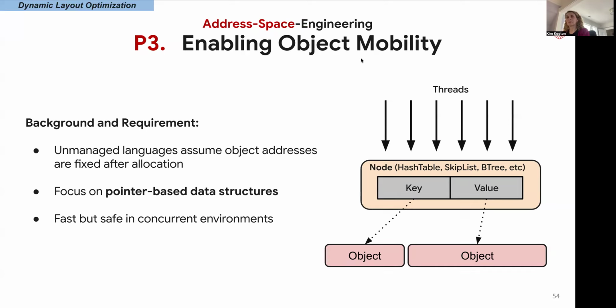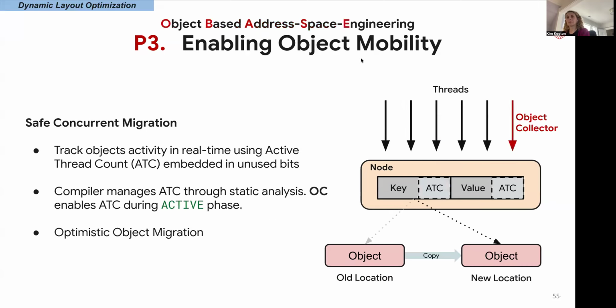So you have some sort of a node, a hash table, skip list, or whatever. We have keys and values pointing to these allocations and objects. The way we do this is that every time a thread is accessing a particular object, we track how many threads are actively referencing it at any given time. This is similar to reference counting, but different. Reference counting tracks which threads own the object, not actively accessing it. We, on the other hand, are trying to say which threads are actively using it at any given time.